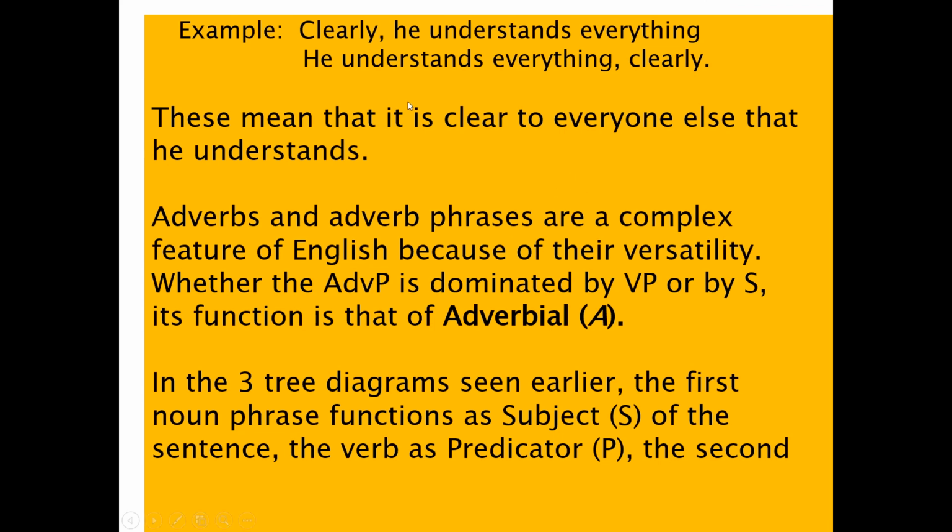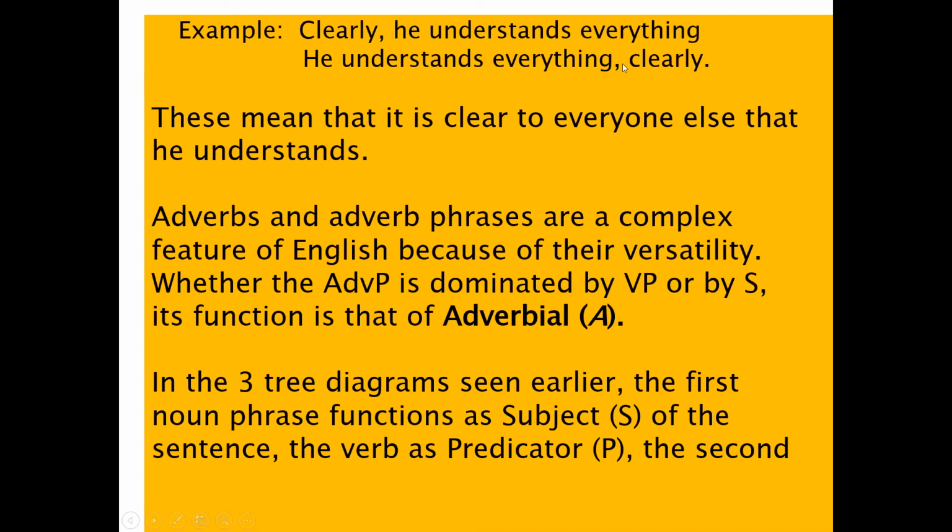Example: "Clearly he understands everything." "Clearly" means it is clear. "Clearly he understands everything." "He understands everything clearly." Okay, so here we have some differences in meaning. "Clearly, he understands everything" means it is clear that he understands everything. Okay, "he understands everything clearly", because we have a comma.